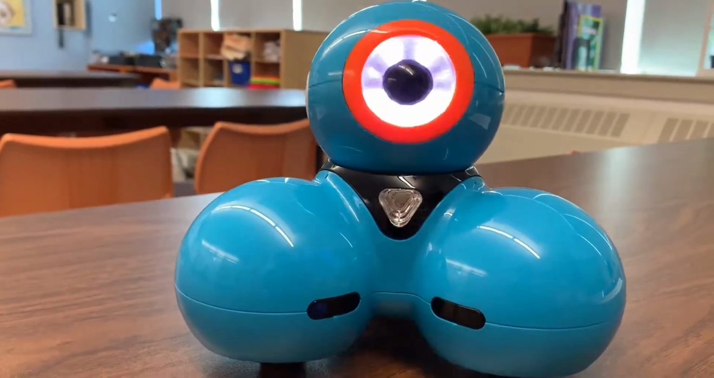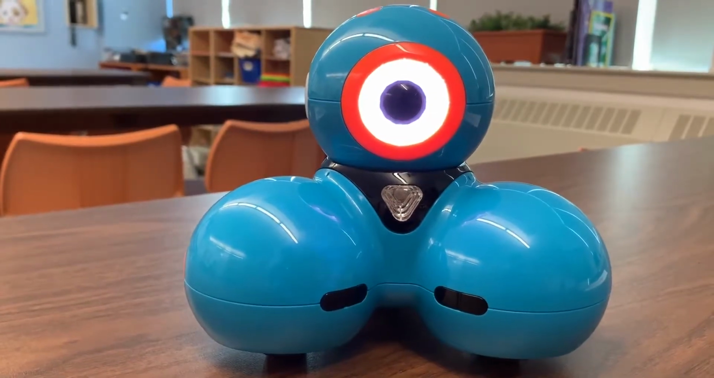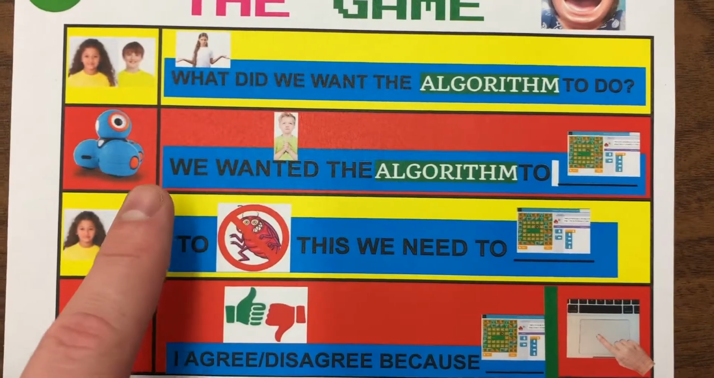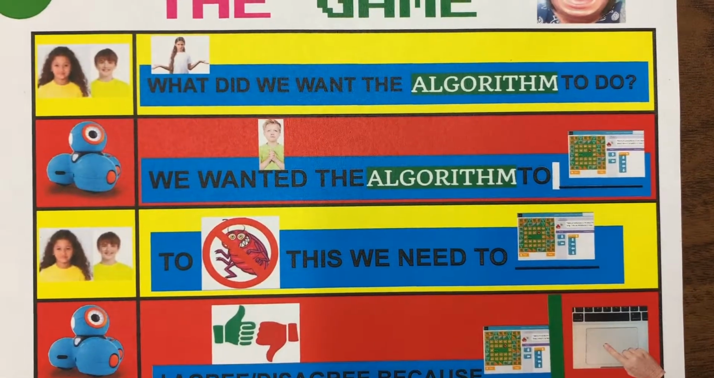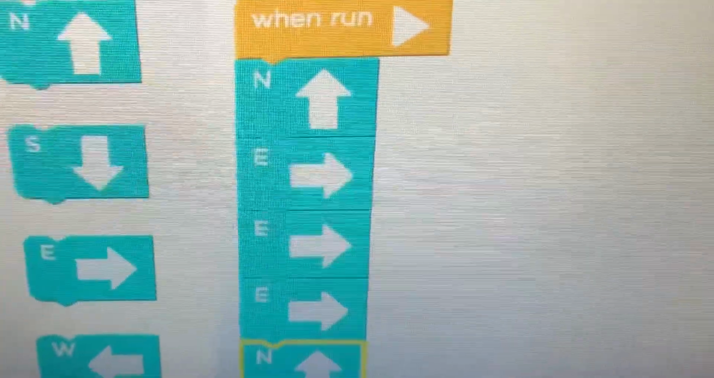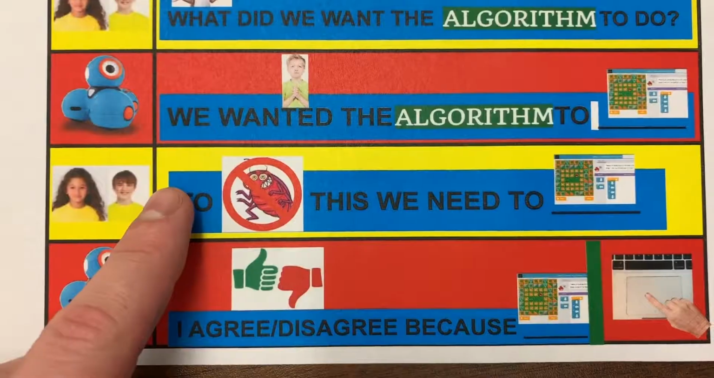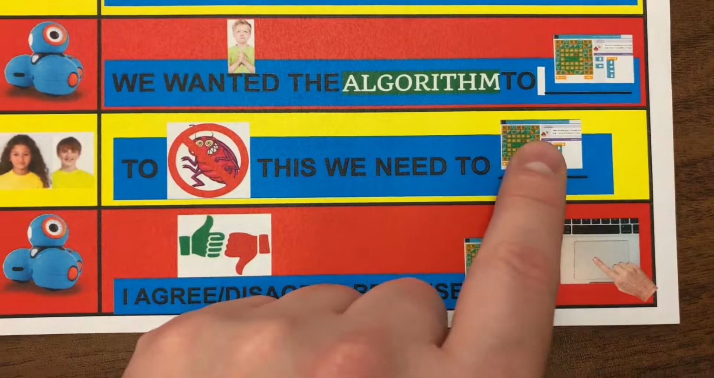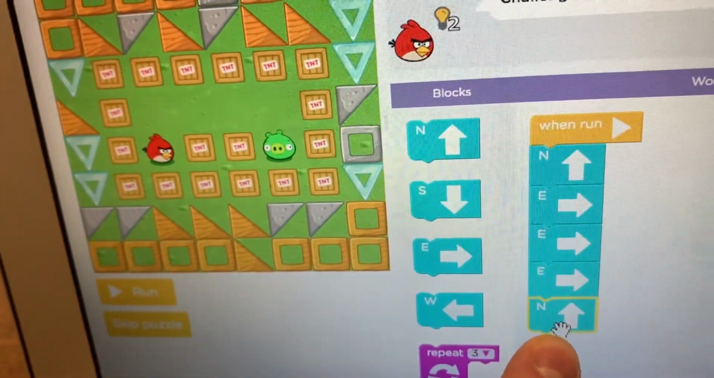Let's do it the right way, where the pictures of the game mean you get your answer from the computer screen. What did we want the algorithm to do? We wanted the algorithm to... To debug this, we need to take out the N and we need an S there.